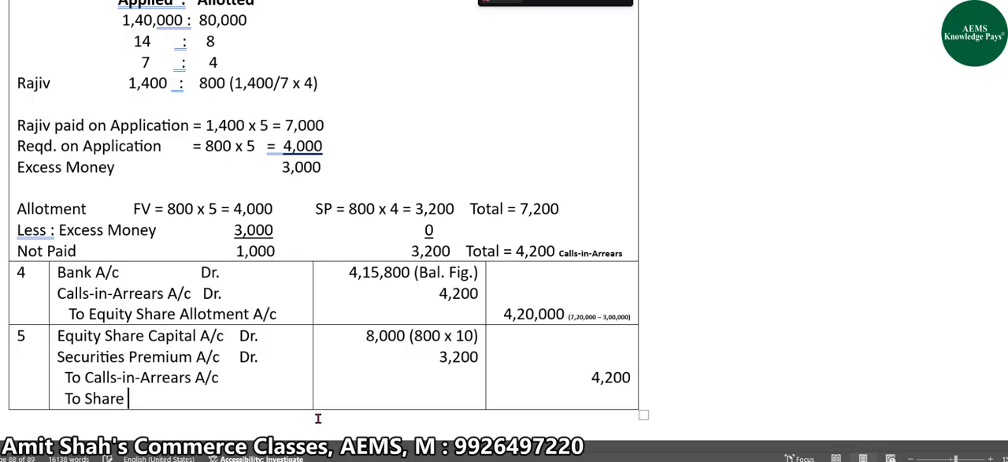So with this, share forfeiture account would be created. That is 7,000. That's it. We are done with this. The debit side total is 11,200. Credit side total is also 11,200.